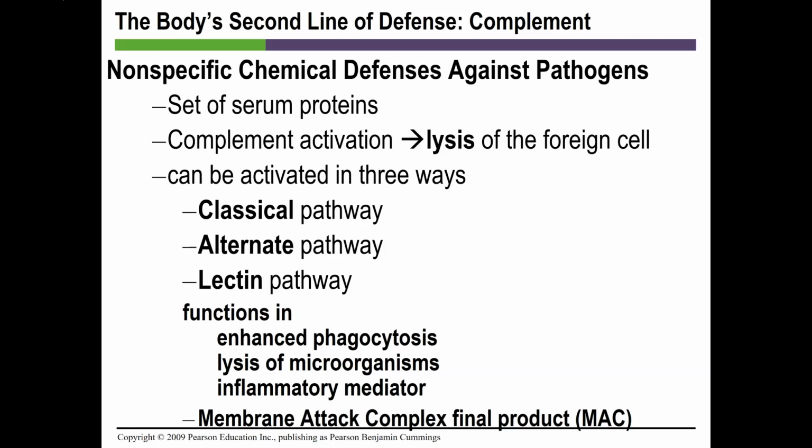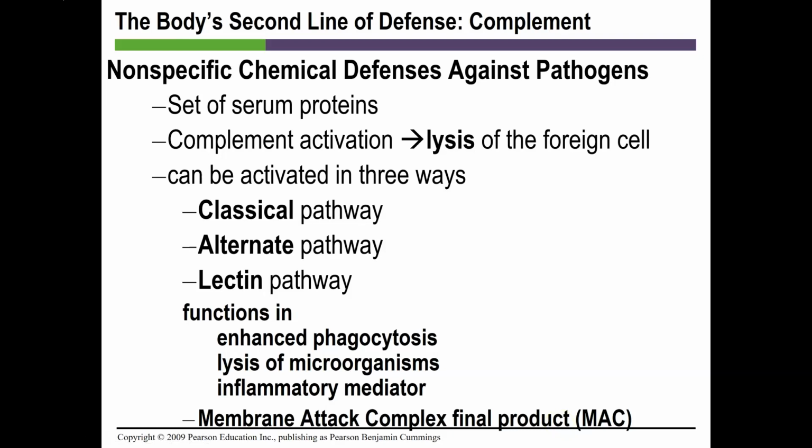The role of complement is to break apart or lyse foreign cells. It can be activated in several pathways, which we'll talk about in a minute. But besides lysing cells, it can do a couple of other things. It can increase the ability for macrophages to phagocytose cells, and it will also increase inflammation. Now, the product that's responsible for lysing cells is the membrane attack complex, MAC, and it's the last substance formed in the activation pathway.